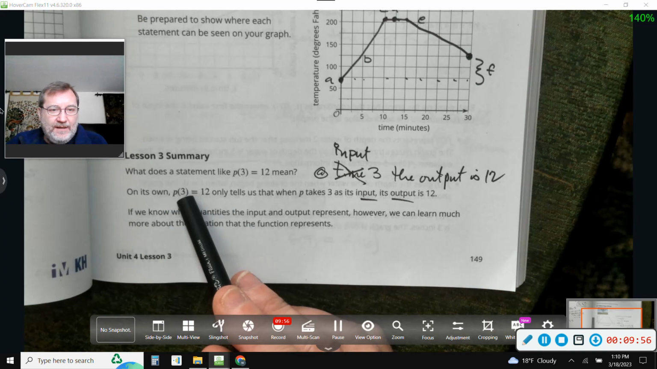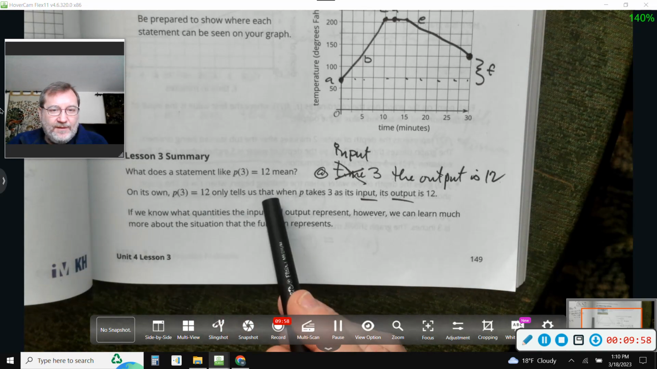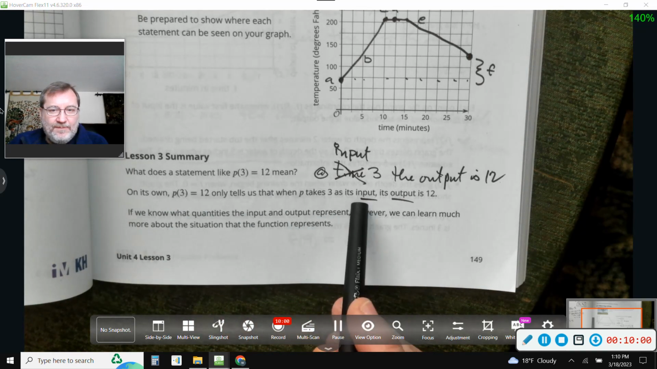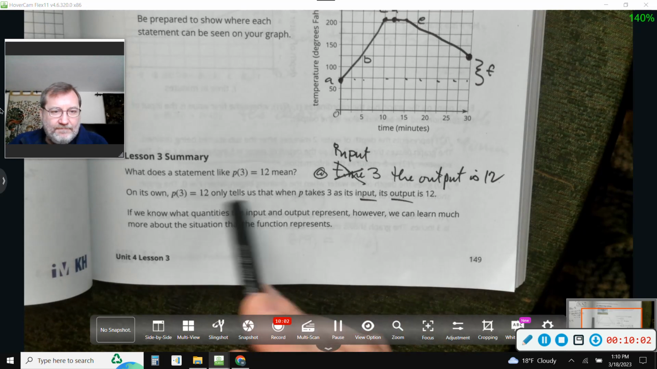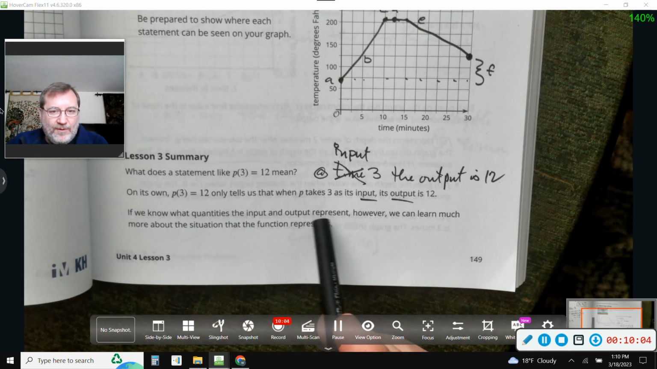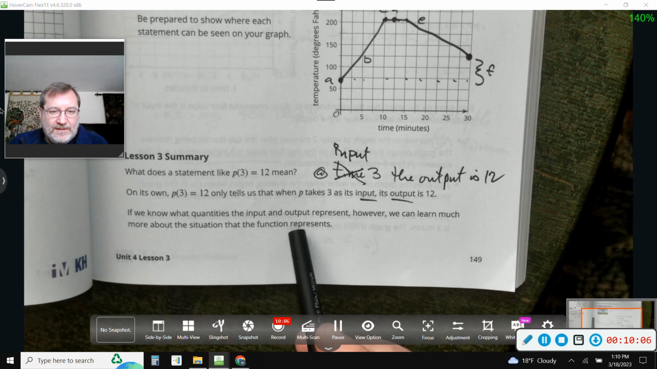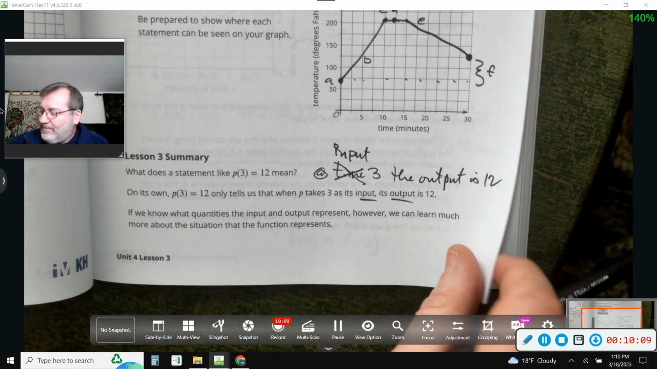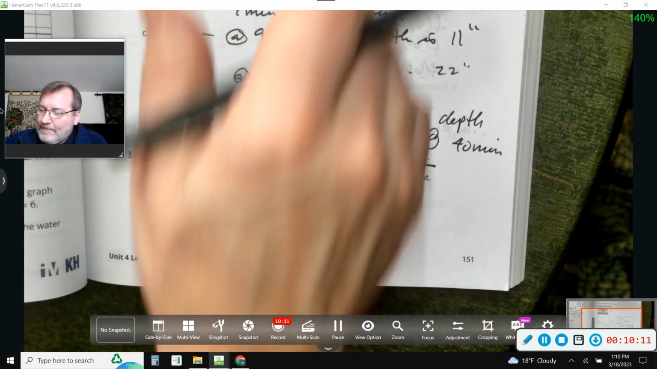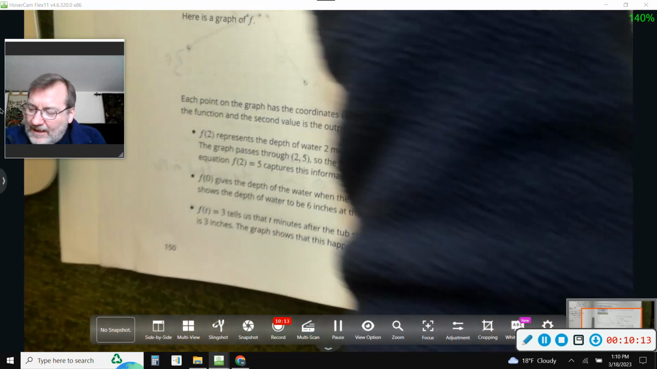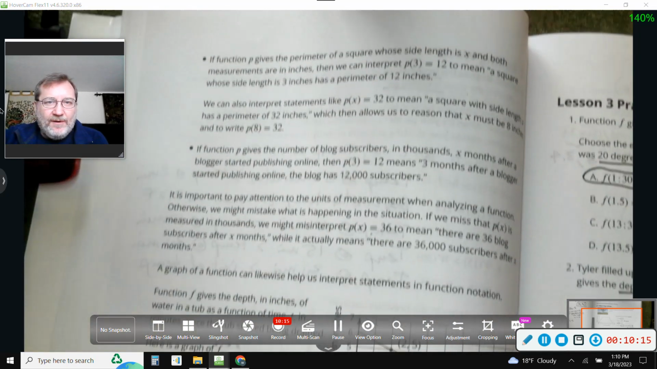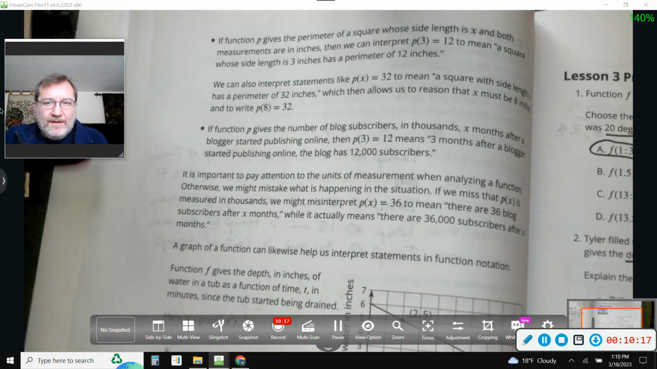On its own, P at 3 equals 12 tells us that P takes 3 as an input and 12 as an output. And we know the quantities of input and output. However, we can learn much more about the situation as the function presents itself. And then it goes through. It's got a lot of review here. It tells you about the function.